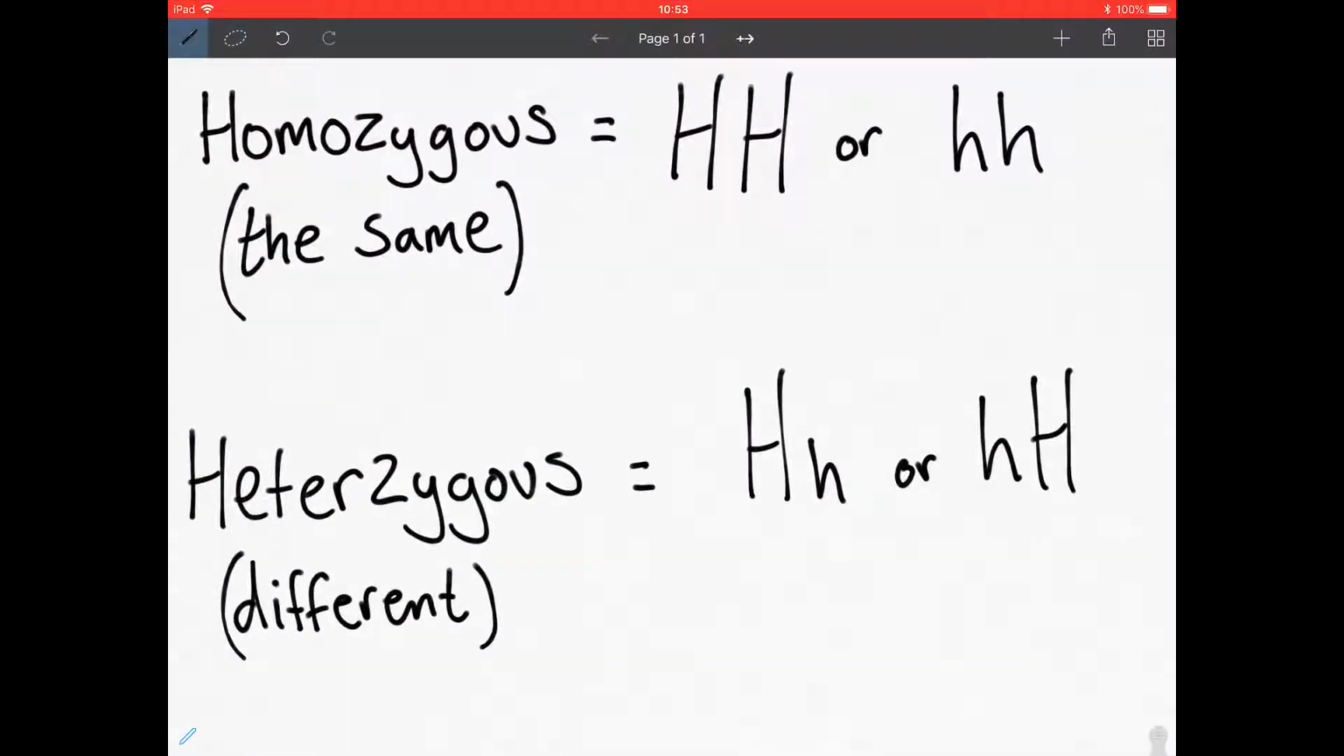So finally here I've just made a couple of definitions. So obviously homozygous is when the alleles, or the combination of alleles, are the same. Heterozygous is when the combination of alleles are different.